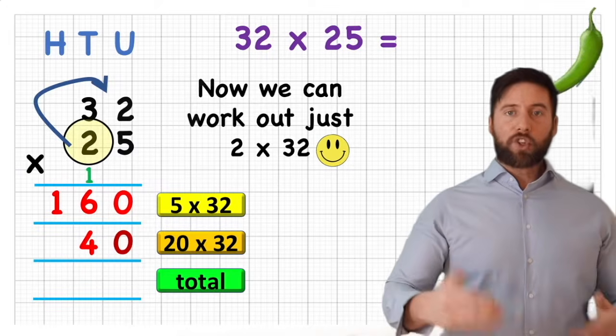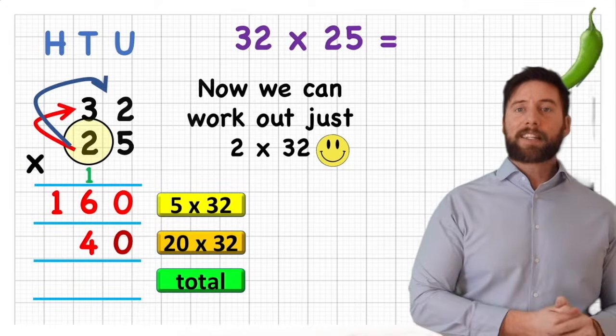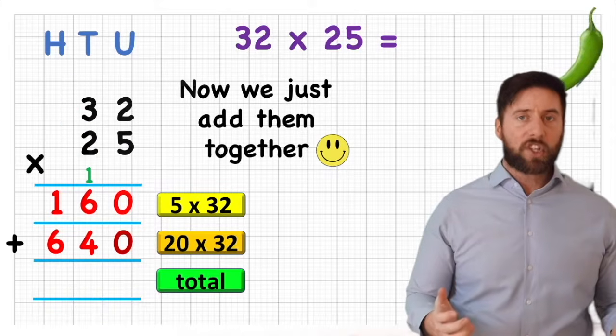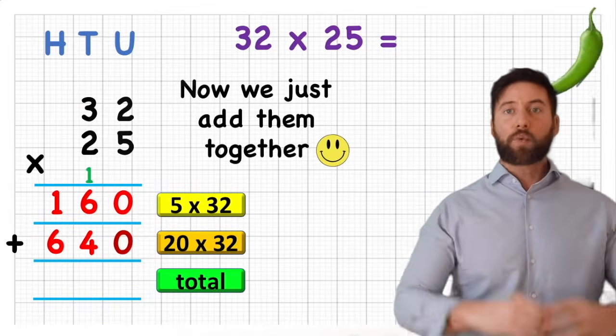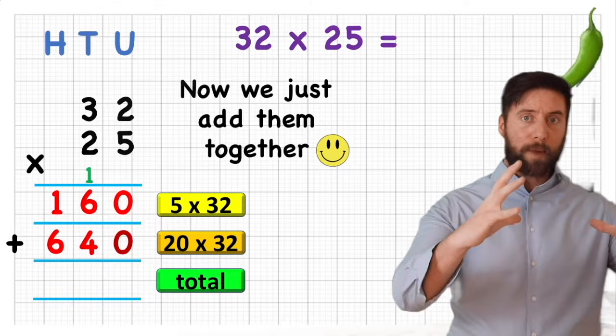Okay, so the next part says 2 times 3, which is 6. Put that in there, 640. Are we finished? No. Anyone who's done partitioning before knows we've only done the individual elements. Now we're going to put it back together.